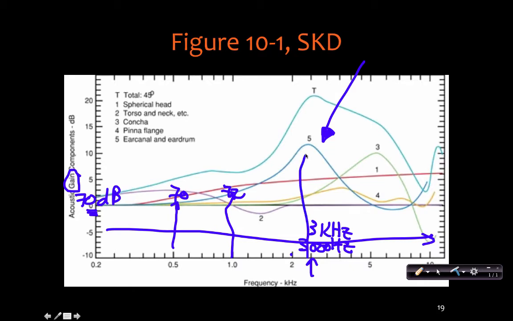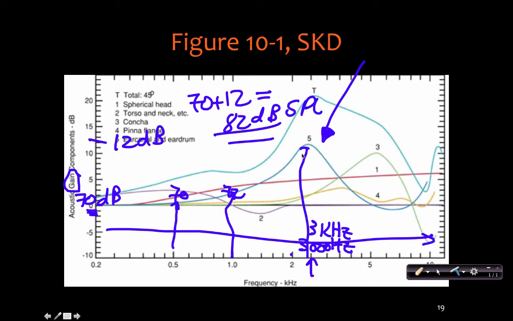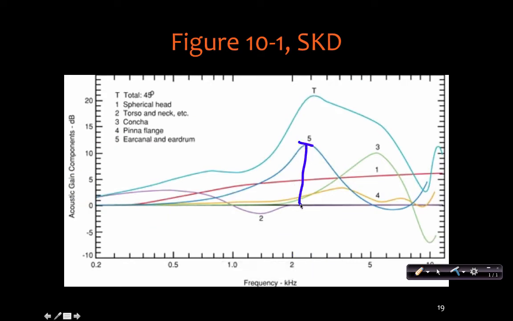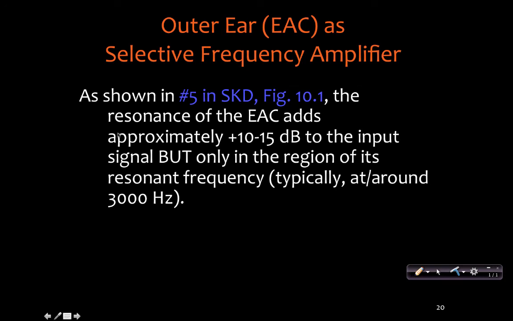In and around 3,000 hertz, look what we get. In this particular view, we get somewhere around maybe 12 decibels more. So we'd actually be recording 70 plus the 12 dB of resonance. So we'd actually be measuring 82 decibels of sound pressure at the tympanic membrane. Well, where did this amount of difference, and gain is another way of saying difference, come from? It came from the resonance of the ear canal. That's where it came from. So it's a property of the physics of the canal, essentially. It's just a naturally occurring phenomenon. So the resonance of the ear canal adds approximately 10 to 15 decibels to the input signal, but only in the region of the resonant frequency.